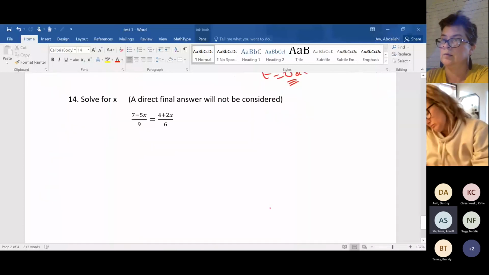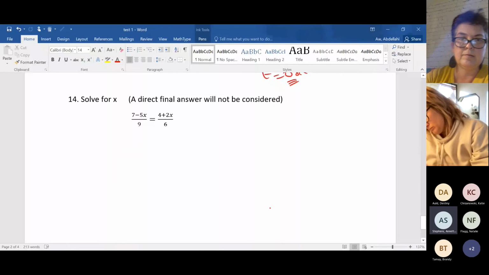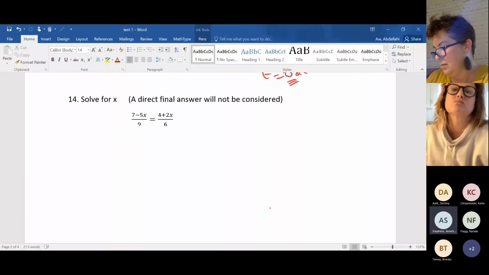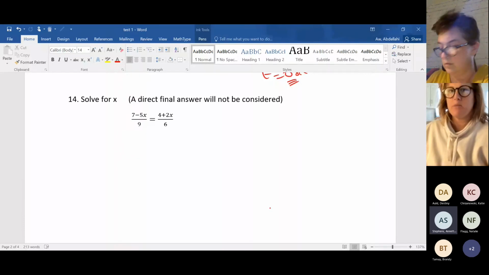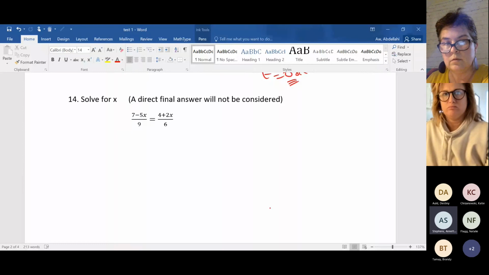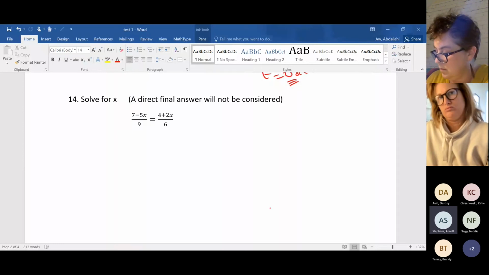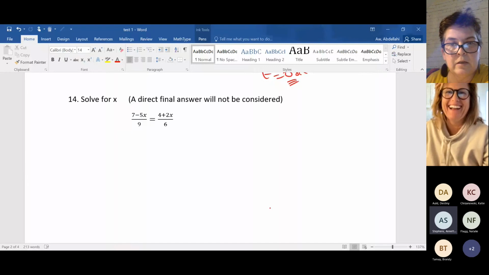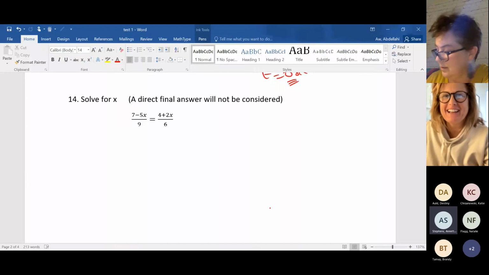Okay, now comes this one, the proportions. Do you remember what we do here? If you have one fraction equal to another fraction, how do we start to solve this problem? You need to get a common denominator. Do we really need to do that in this case? No.